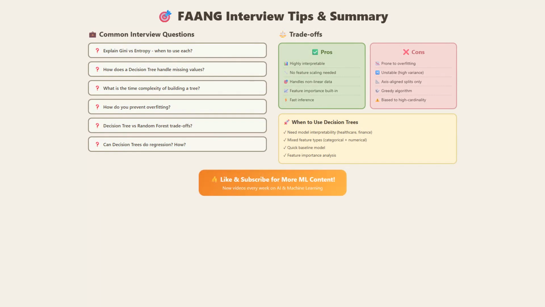Second, handling missing values. Scikit-learn doesn't natively handle missing values, but you can use imputation or algorithms like XGBoost that have built-in missing value handling. Third, time complexity. Building a tree is O of n times m times log n, where n is samples and m is features. Fourth, preventing overfitting. Use pruning, set max depth, require minimum samples, or use ensemble methods.